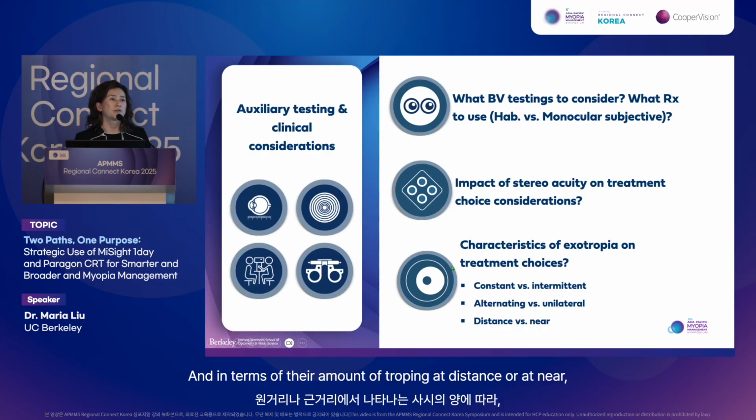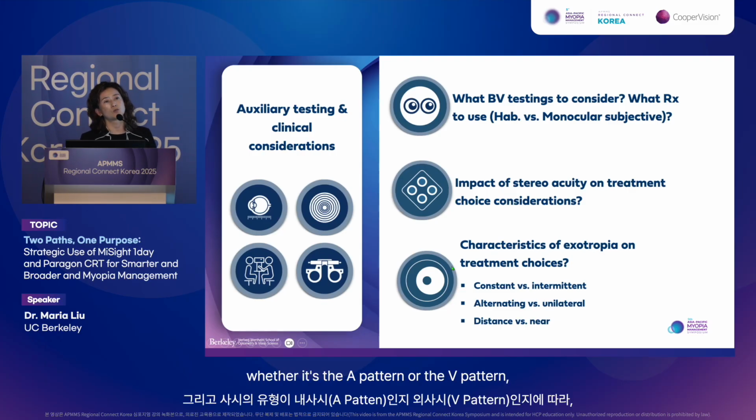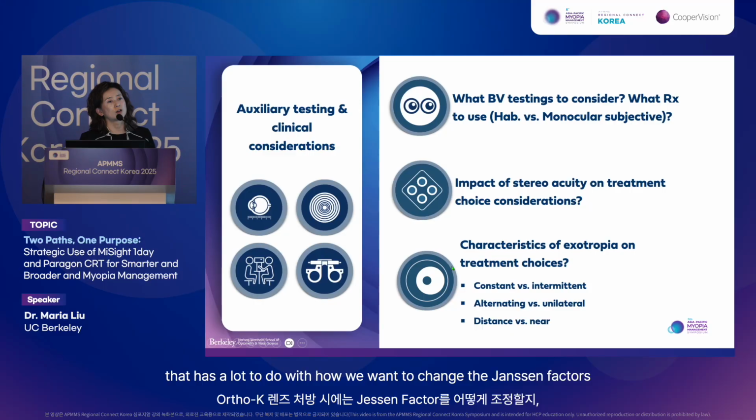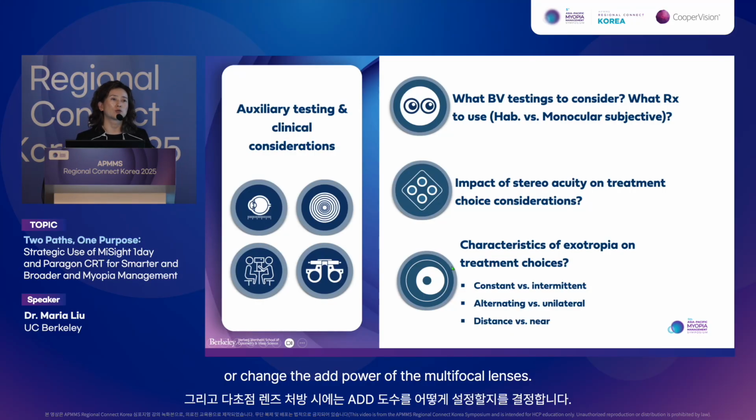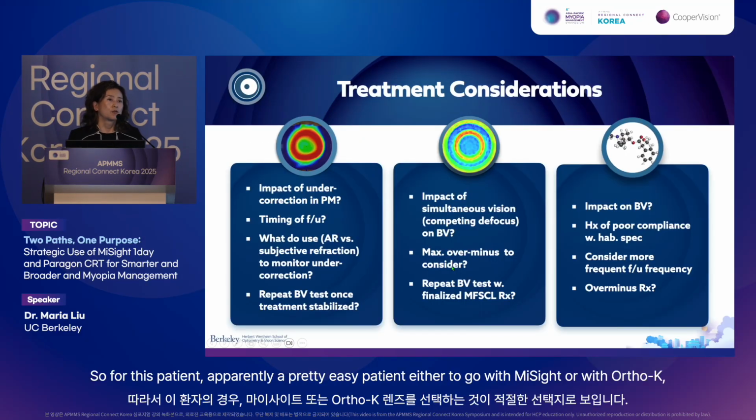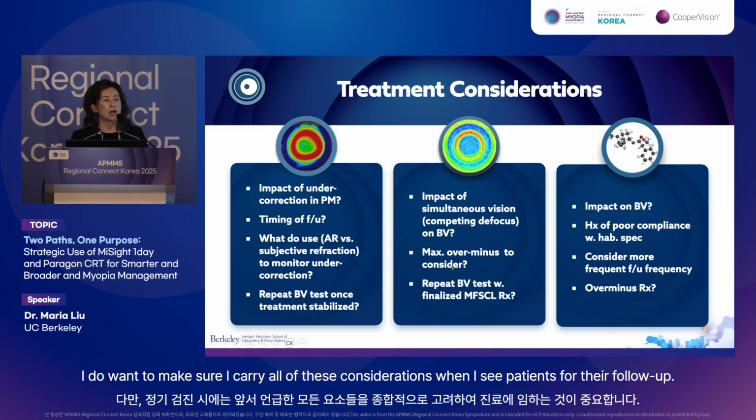And in terms of their amount of tropia at distance or at near, whether it's the A pattern or the V pattern, that has a lot to do with how we want to change the Jensen factors or change the add power of the multifocal lenses. So for this patient, apparently a pretty easy patient, either to go with MiSight or with Ortho-K, I do want to make sure I carry all of these considerations when I see patients for their follow-up.